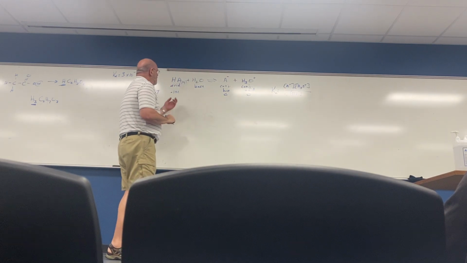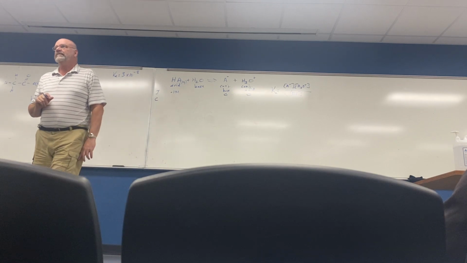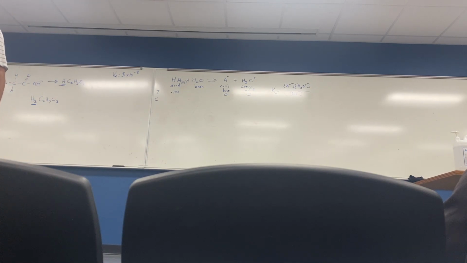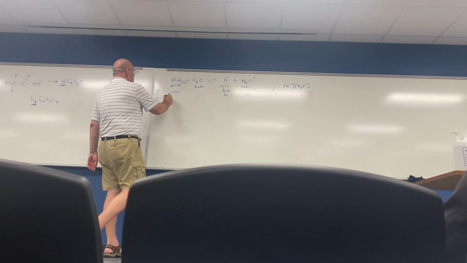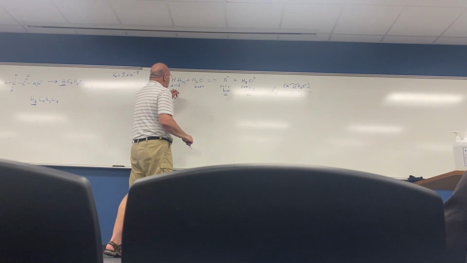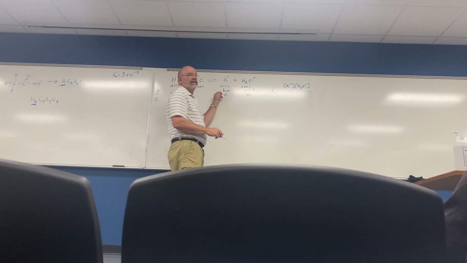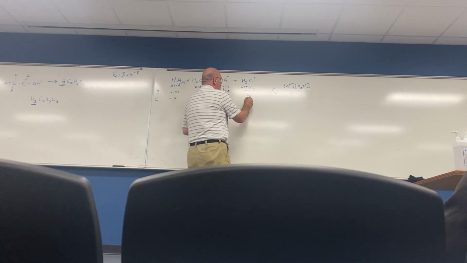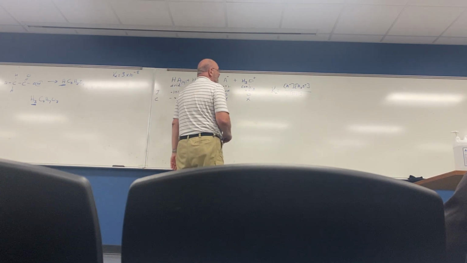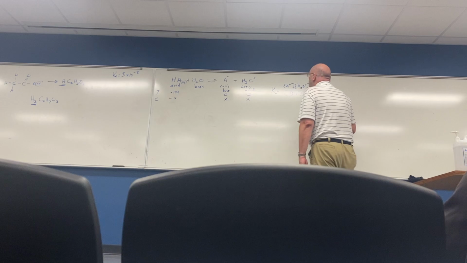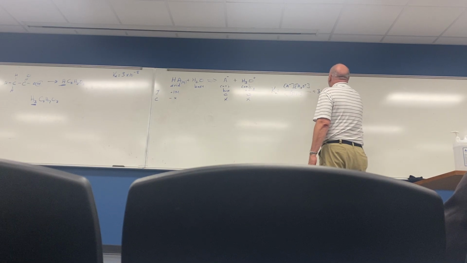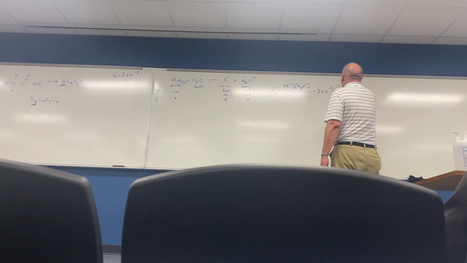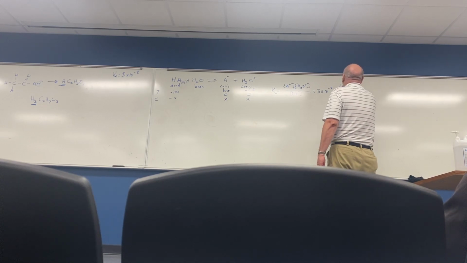Okay. How much of this is going to break up? Do I know how much is going to break up? No, I don't know. And when I don't know, we find out. So x of it's going to break up, so it'd be minus x, right? And if x of this breaks up, how much of this is going to form? X, because they're 1 to 1, right? How much of this is going to form? X. Oh, looky here. So that's equal to 3 times 10 to the minus 8, which is equal to x times x over 0.1 minus x.